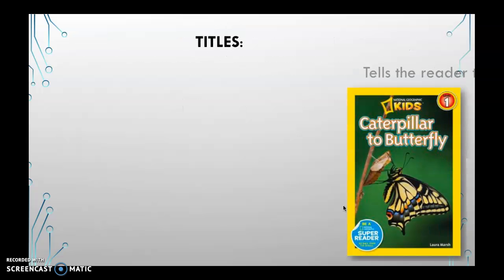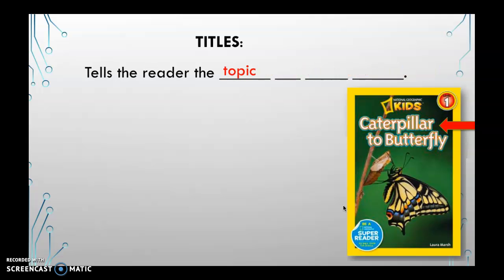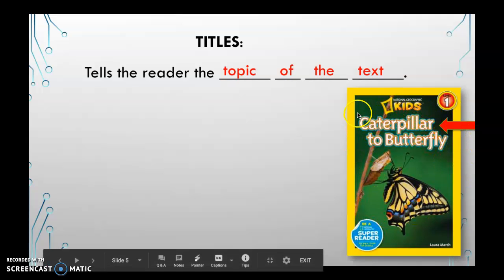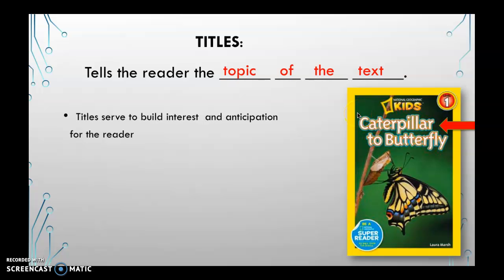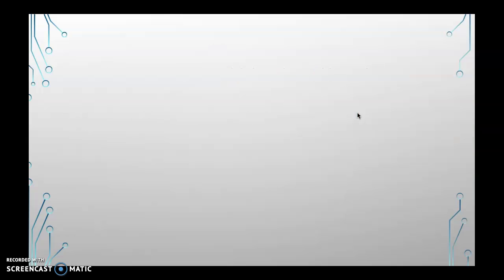So our first text feature that we're going to look at is titles. This tells the reader the topic of the text. It's just like the title of a book, any book that you would be reading. The title serves to build your interest and anticipation. They sometimes only give you a snippet of the information you'll find there so that it could pique your interest about what might be in that book. And the title focuses you as the reader on what you're about to read.